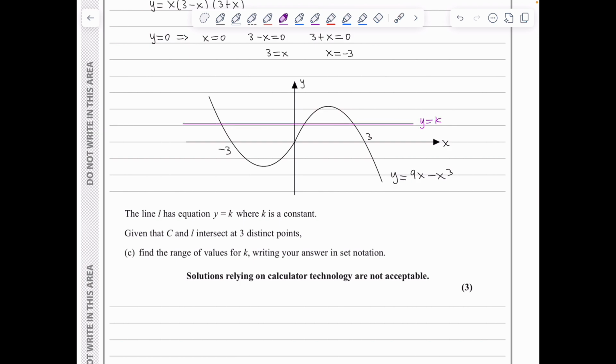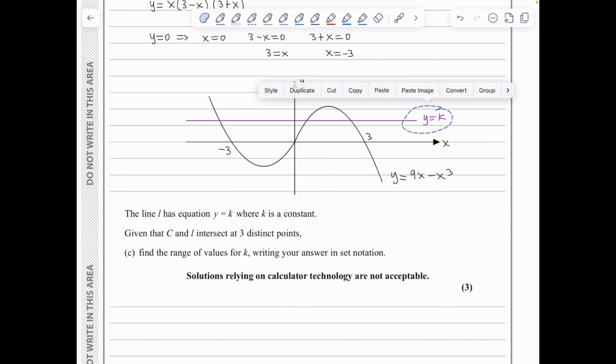Remember, we're trying to get 3 distinct points of intersection. So if I move this line up or down, we can see that we've got 3 points of intersection if we are above the minimum and below the maximum. So I'll need to use differentiation to determine the y coordinates of the maximum and the minimum.